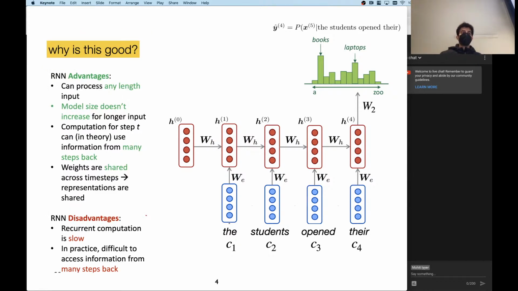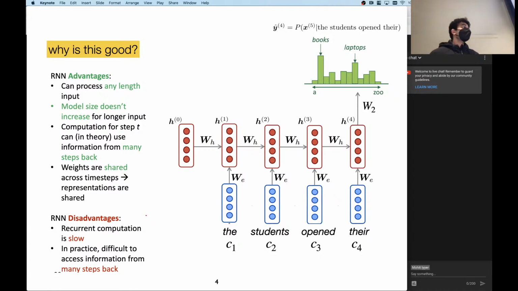Okay, so we briefly talked about the advantages and disadvantages, right? So the advantages of the RNN are that it can theoretically, at least, process any variable length input sequence, and the model size is not dependent on the length of the input sequence. Furthermore, the weights that are used to process each word are the same at every time step.